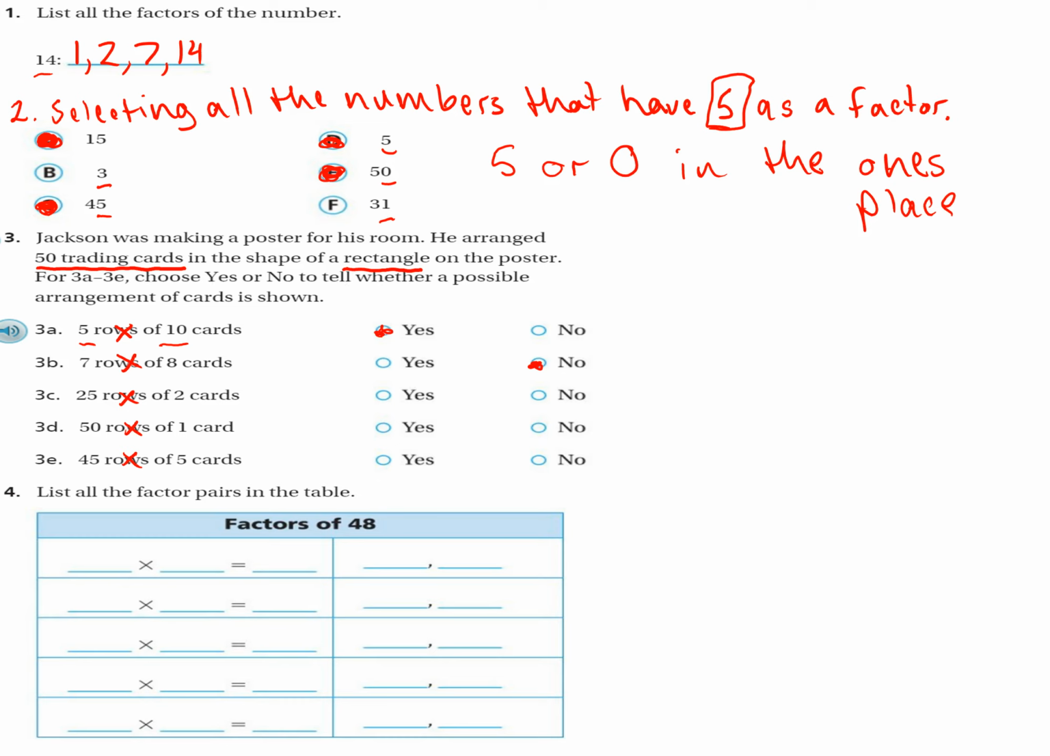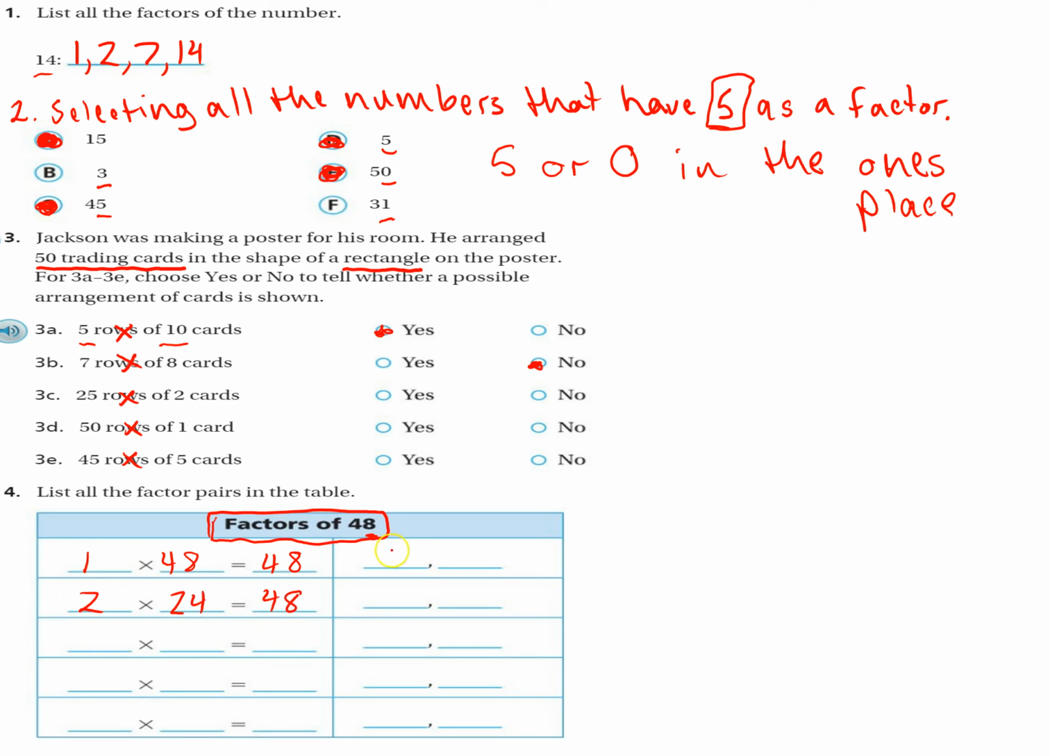Okay, list all the factor pairs in the table. And then you have to read the table. We're looking for factors of 48. Again, we start with 1 and the number itself always. 1 and 48. 1 times 48 is 48. Then I check, will 2 work? Well, I know my divisibility rules for 2. So yes, 2 will work. 2 times what? 2 times 24 is 48.